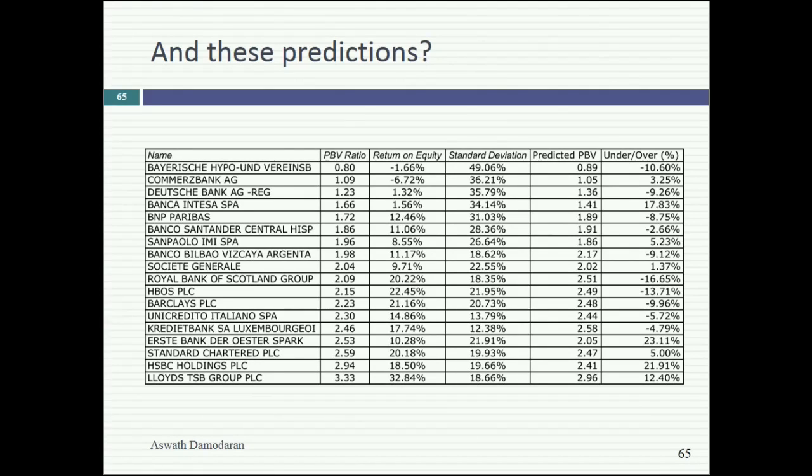So what I get in my last column, am I cheap? If I were an automated equity research analyst, the stocks which have big negative numbers in front of them will be my undervalued stocks. I'll be putting buy recommendations on Royal Bank of Scotland, on Bayerische, whatever. And I'll be putting sell on all the stocks where the price to book is much higher than the actual. In this case, that'll be Erste Bank and HSBC and Lloyds would all get sell recommendations.